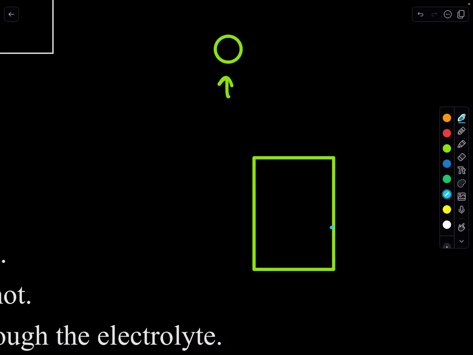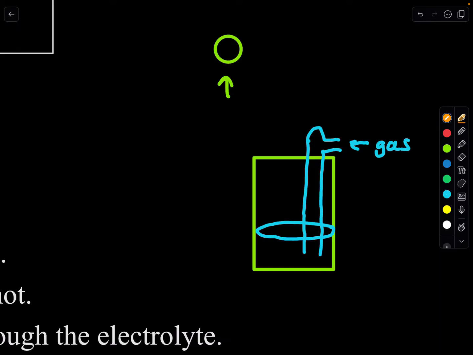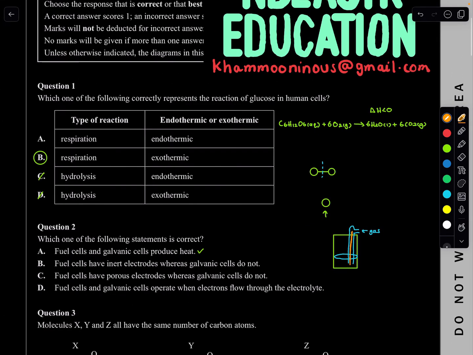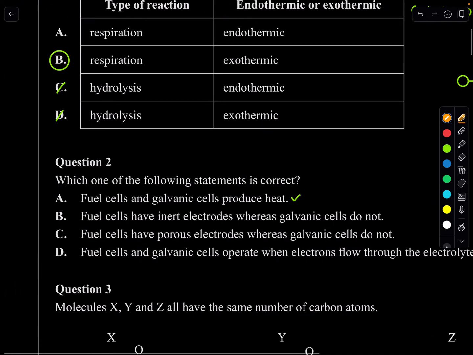Basically, you'd say this is your electrolyte. What we do is we put a glass tube here, and this is where we put our gas. Hence, we still have to put an inert electrode here, just because we don't want it to react, because we want the gas to react. That's why. So, absolutely, we have inert electrodes in galvanic cells. Why is that?